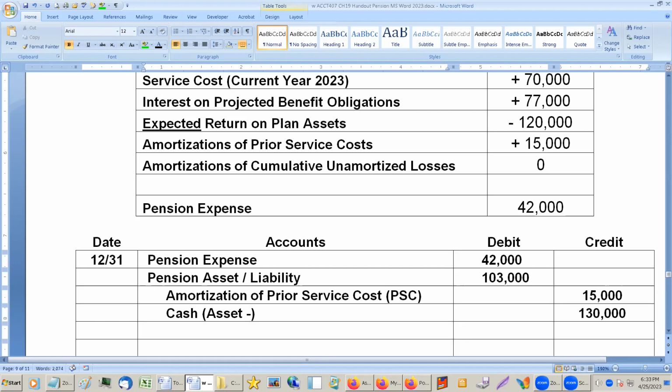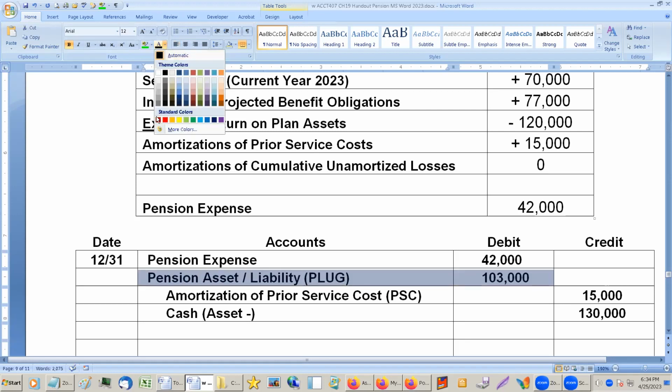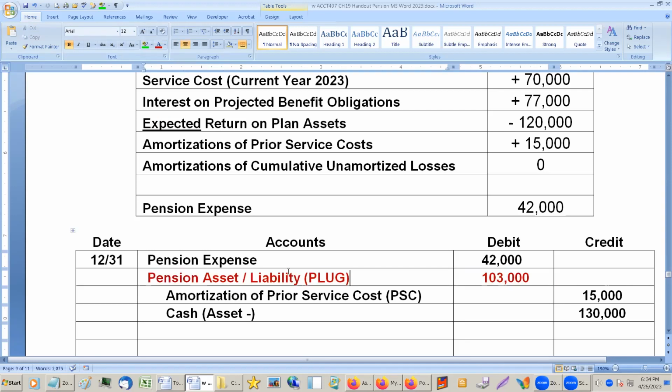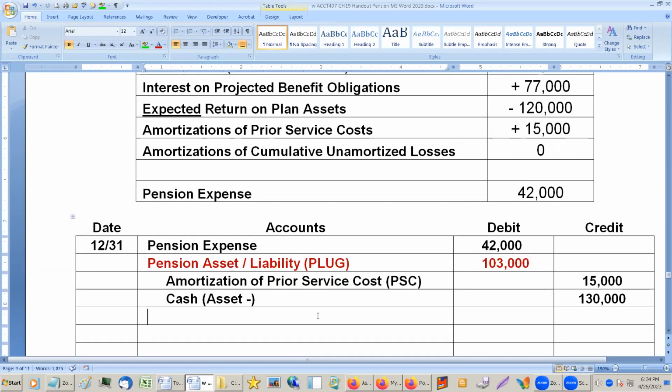And this is a plug number. And I'm sure you guys have picked up on that. One of the reasons why they say asset or liability is because this can flip back and forth. Sometimes it'll be a liability, sometimes it'll be an asset. So you just have it as both.